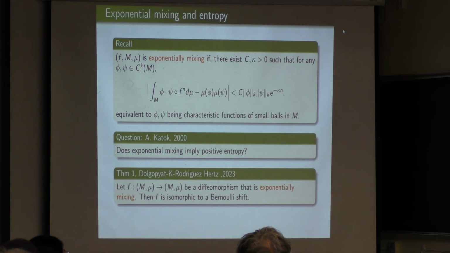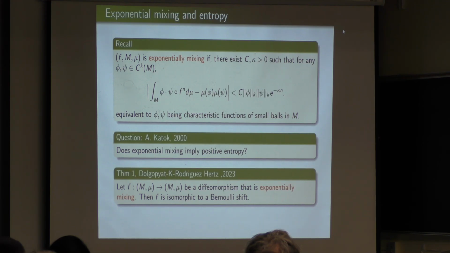And we have shown this not so long ago. The mu in that theorem should be volume. Here mu is a smooth measure on the manifold. So the last theorem I want to talk about is that if we take a diffeomorphism that is exponentially mixing, then it is isomorphic to a Bernoulli shift. And since it's isomorphic to a Bernoulli shift, it has positive entropy.